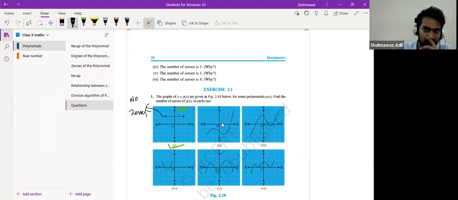And who has joined? Let me see. So Vanisha and Imran. Okay. How many zeros for this second question? How many zeros are there for this graph, for this equation, for this polynomial? Vanisha, can you tell me?